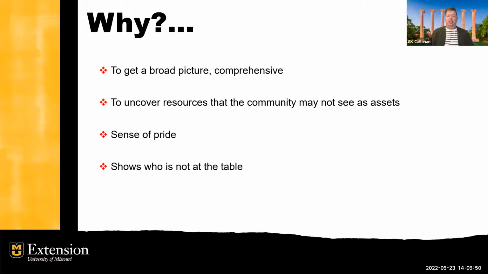Lisa and I have been at several asset mapping sessions where a certain group, maybe like a hospital or a community organization, was brought up over and over again, but no one invited them to the session. And so it really gives people an idea of who was missing and who needs to be involved in the project as we move forward.